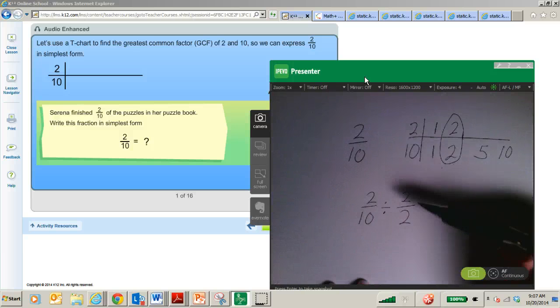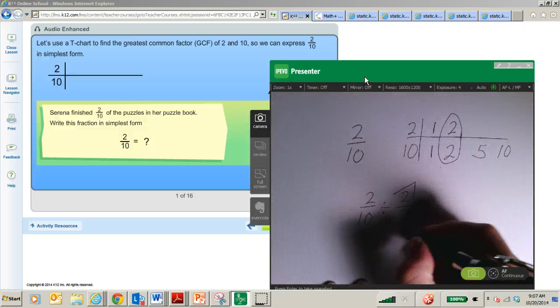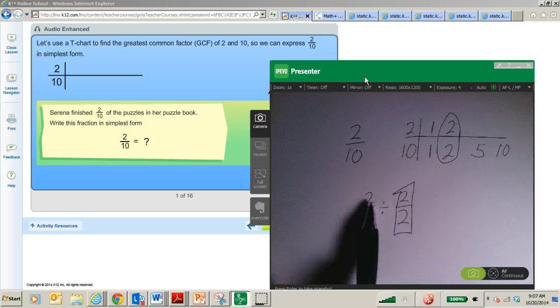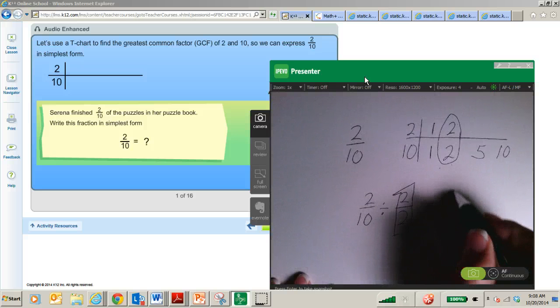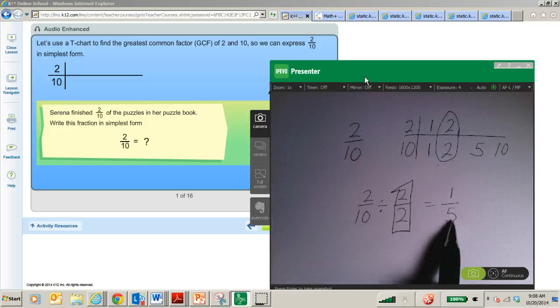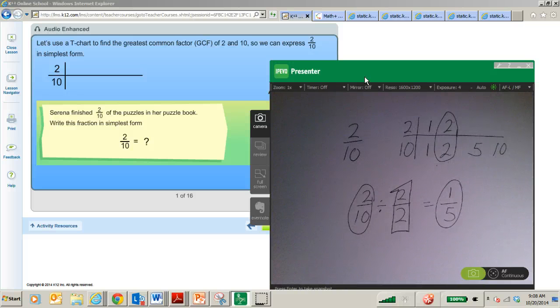And basically what we're doing is taking 2 of 2 pieces. That's the same thing as saying we're dividing by 1. And students know that when you divide or multiply by 1, the value doesn't change. This is the identity property. It keeps the same identity. But if we have 2 divided by 2, we're going to get a 1. And if we have 10 divided by 2, we're going to get a 5. 2/10 and 1/5 are the same amount.